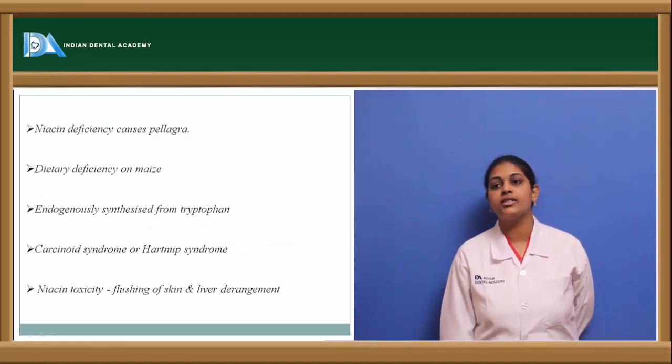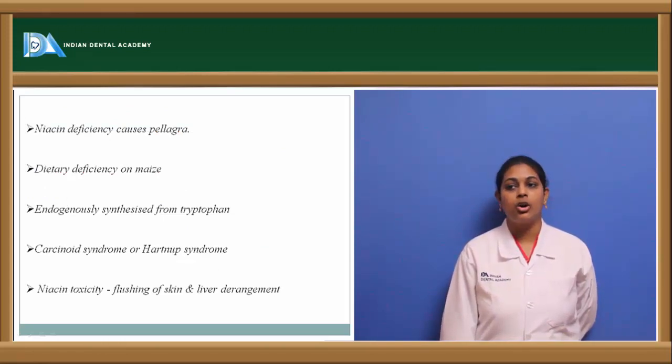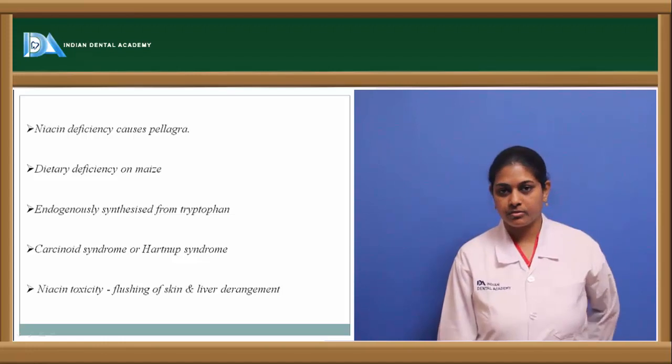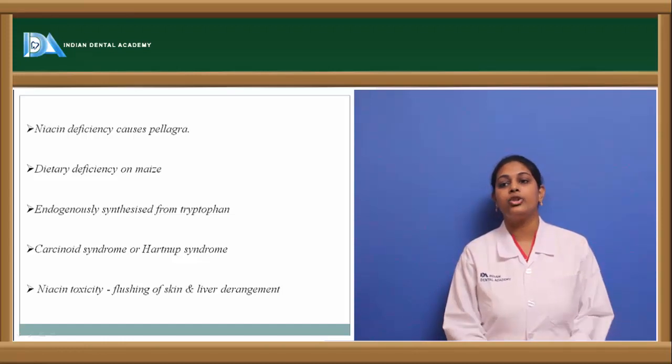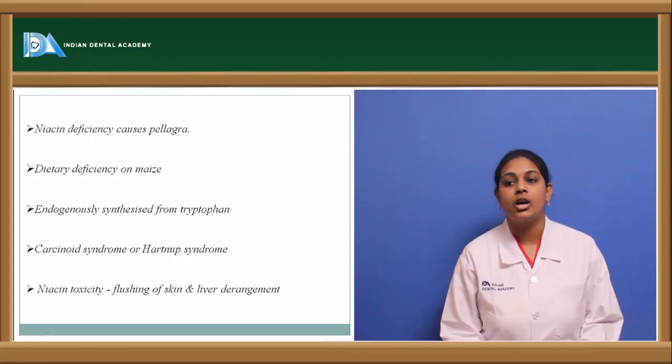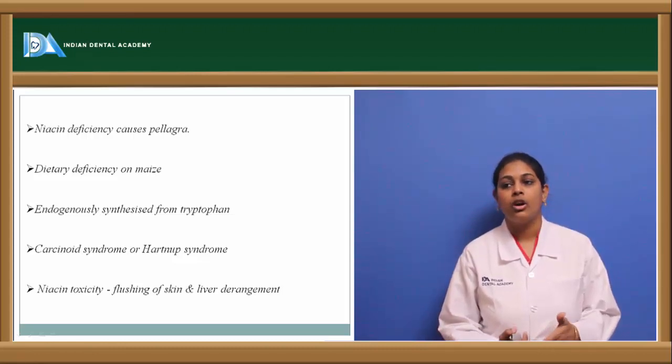Any deficiency in niacin results in pellagra, and maize is one of the major sources. So dietary deficiency on a maize diet can be seen, since endogenously nicotinic acid is synthesized from tryptophan. Any deficiency might also be seen in carcinoid syndrome, or otherwise Hartnup syndrome.